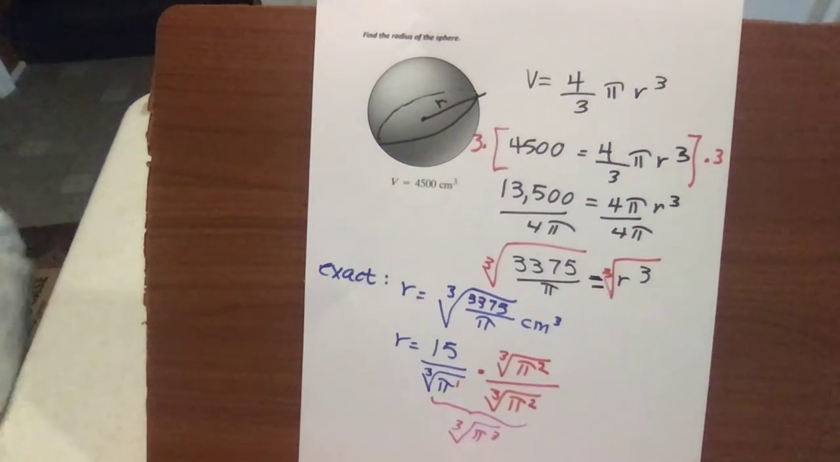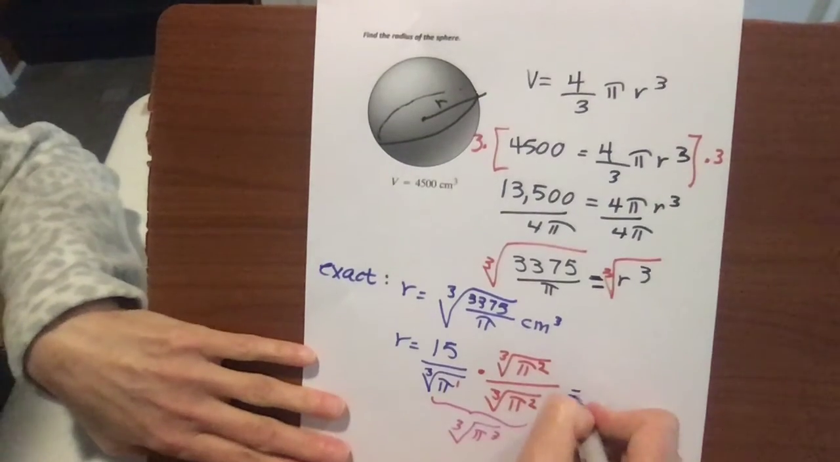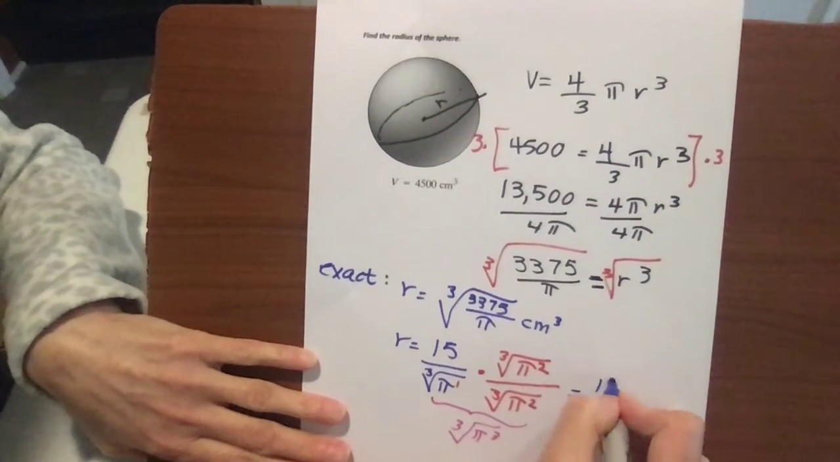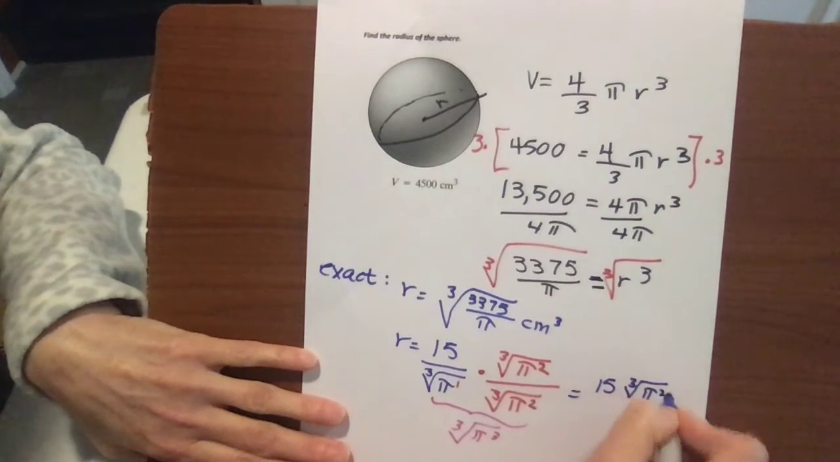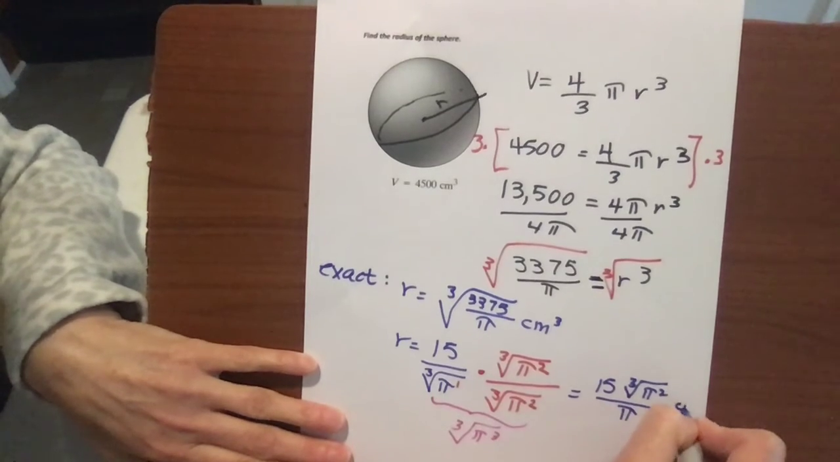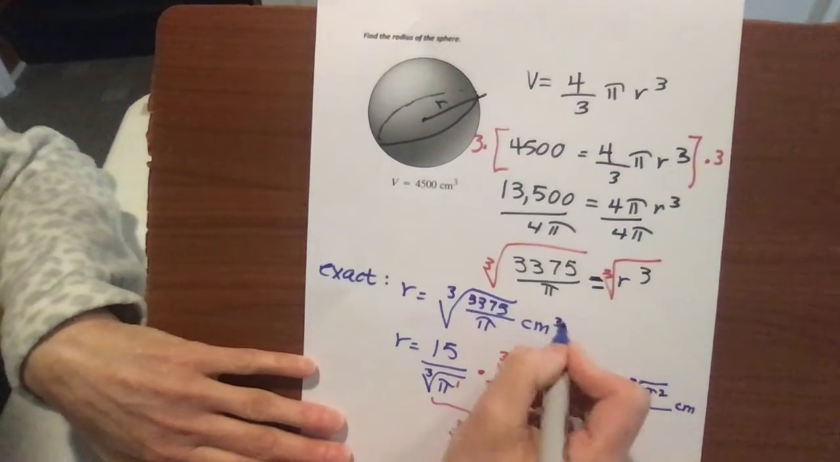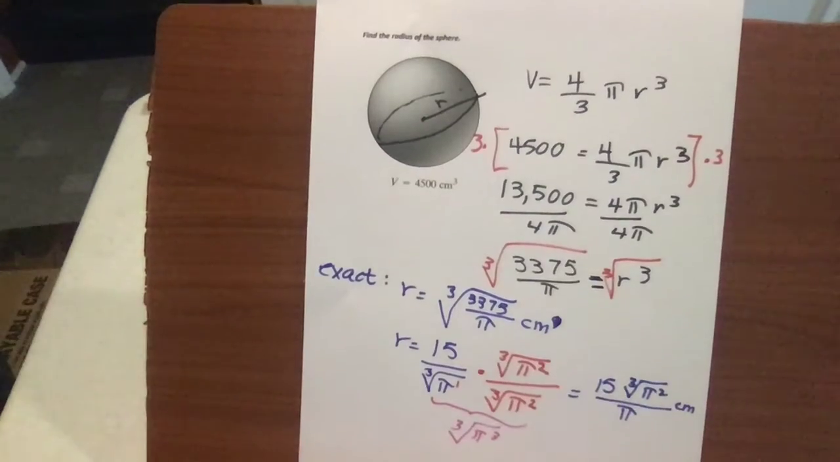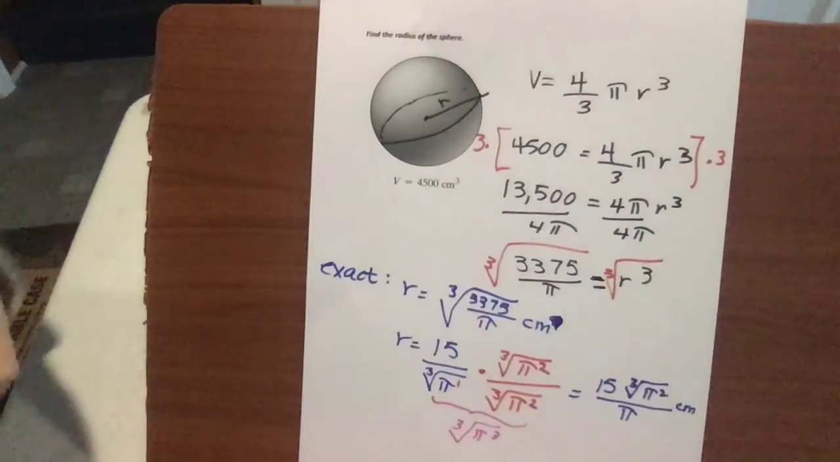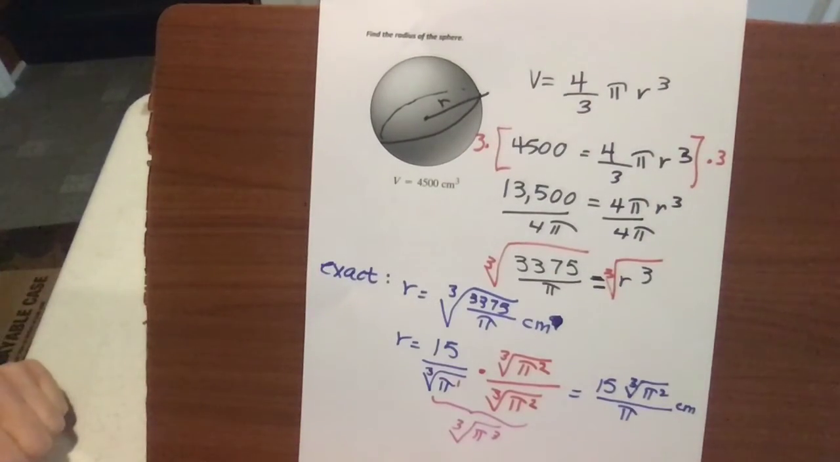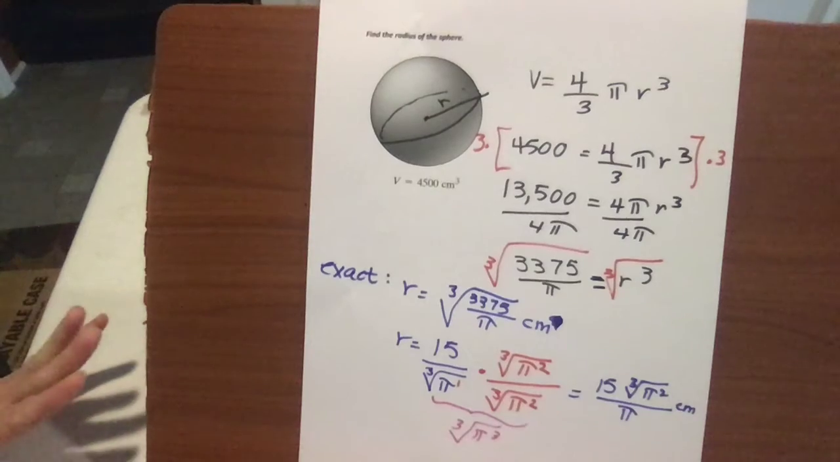So with that said, our final exact answer for our radius is going to be 15 cube root of pi squared all over pi. And this is in centimeters. Actually, there's no cubed on that, I apologize. That's a radius, so it's a length. So take that off. Back up the boat. So this is just centimeters. This is exact, in its rationalized form.